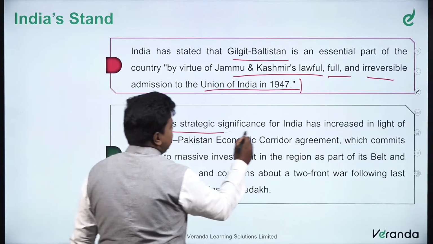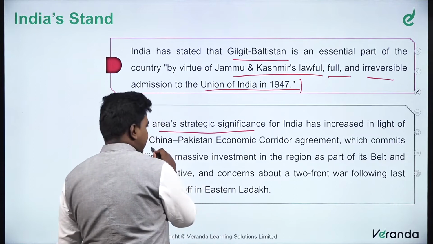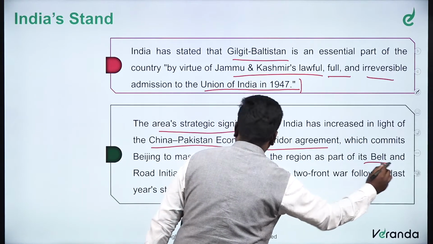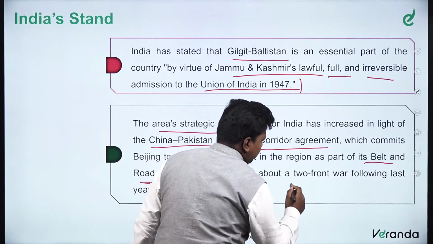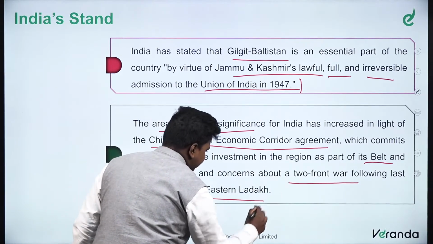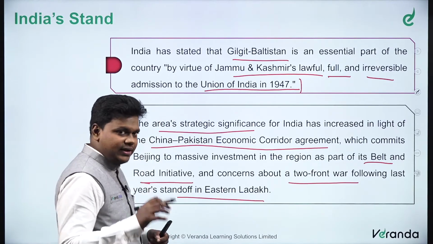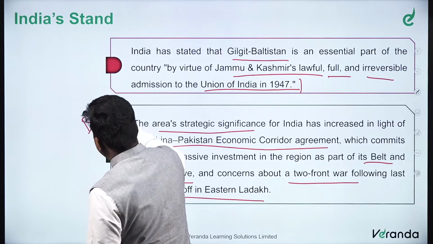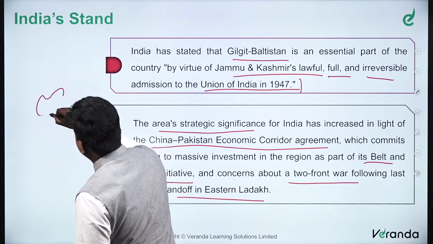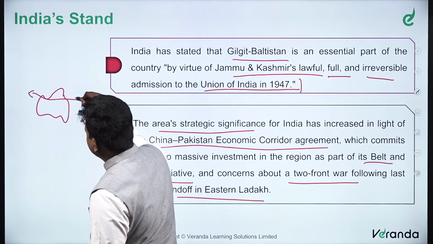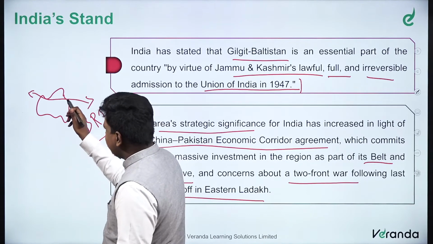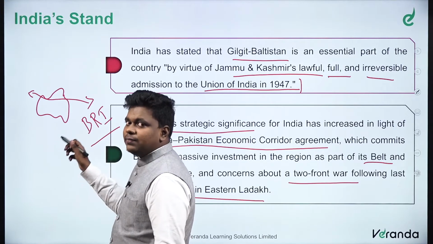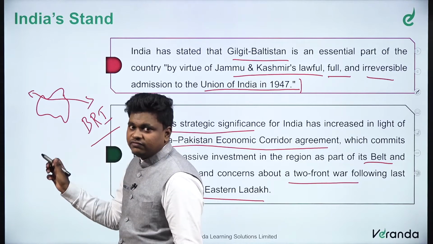The area's strategic significance for India has increased in light of the China-Pakistan Economic Corridor Agreement, which commits Beijing to massive investment in the region as a part of its Belt and Road Initiative, and concerns about a two-front war following last year's standoff in eastern Ladakh. So, why is this Gilgit region very important for India? Because the Chinese ambitious project, the Belt and Road Initiative, passes through this Gilgit area. China is building a road in the sovereign part of India, which India claims, without asking permission from India. That is why India is not joining the Belt and Road Initiative, as it affects the sovereignty of the country.